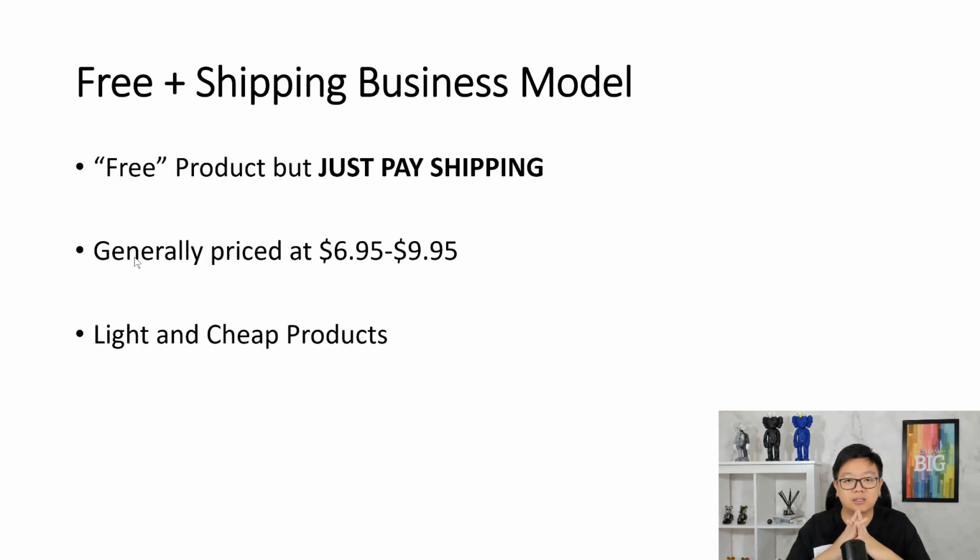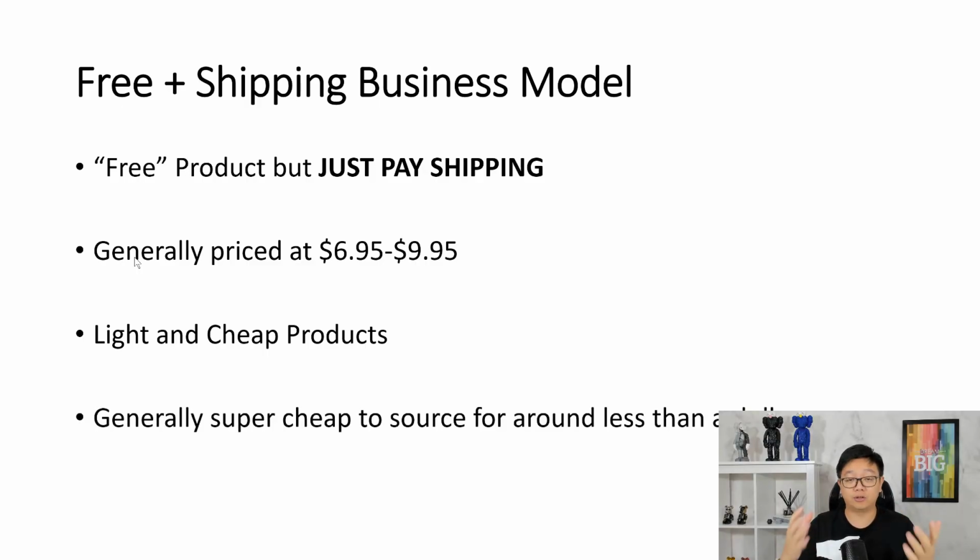In order to do this, the products are usually very, very light and cheap, because for this business to work, you have to ship the product all the way from China. People just pay you shipping, and you ship it all the way to the USA. If you're doing a really bulky product, it doesn't work because the shipping would be way too expensive for this business model to work. And I'm sure you know that things you get for free usually aren't super great, so these kinds of products are usually kind of cheap.